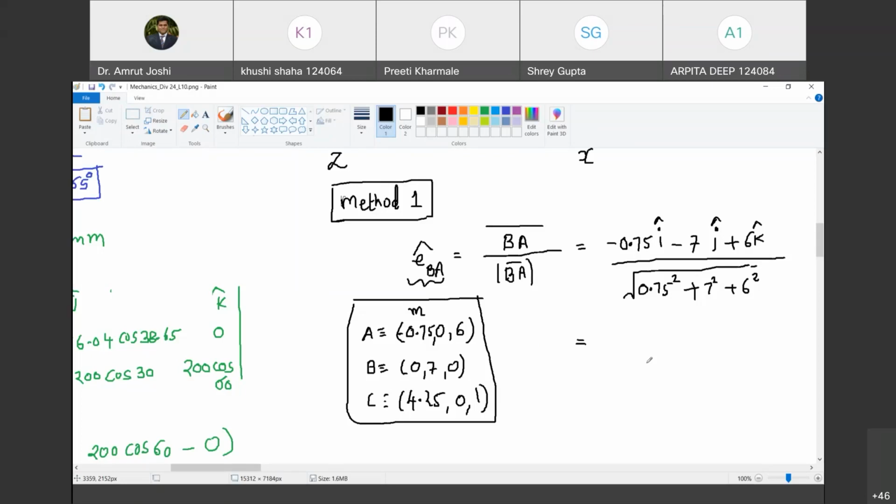9.24. Pardon? 9.24. What is that? Denominator? Yes, sir. No. Tell me the coefficient of i cap, j cap, and k cap. Okay, sir. Square root of 0.75 squared plus 7 squared plus 6 squared. Calculate.